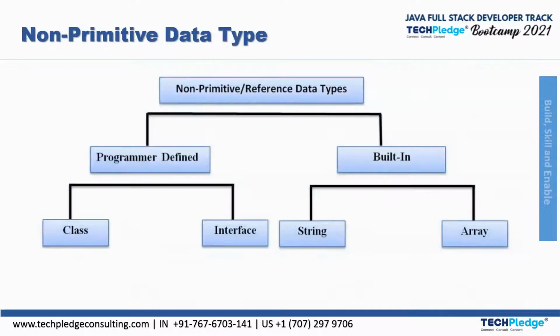Next are the non-primitive data types. Under this comes class. First is programmer defined, and the other is built-in. Under programmer defined come class and interface, and under built-in come strings and arrays. So let's go into the details of all these.